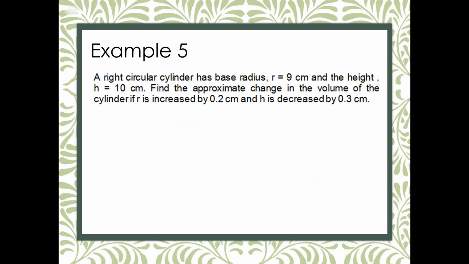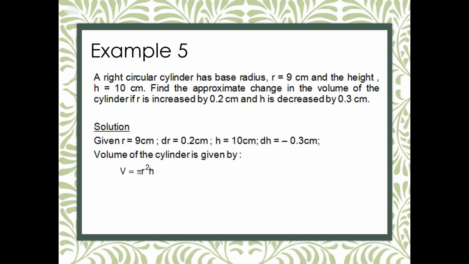Refer to example 5. You need to find the approximate change in the volume of a cylinder for the following condition. Given that the radius, which is denoted by r, is 9 cm and the height, which is denoted by h, is 10 cm, r is increased by 0.2 cm and h is decreased by 0.3 cm, which can be represented as dr equal to 0.2 and dh equal to negative 0.3.